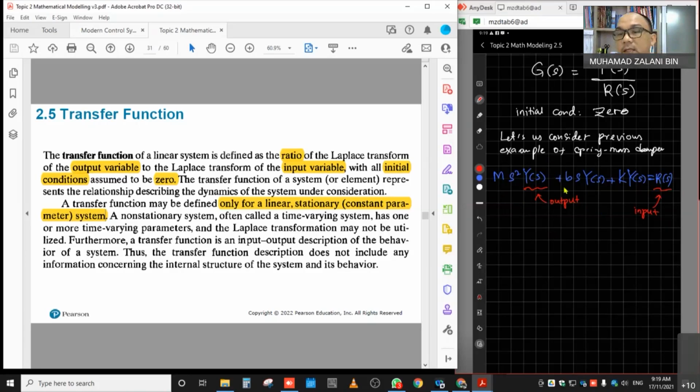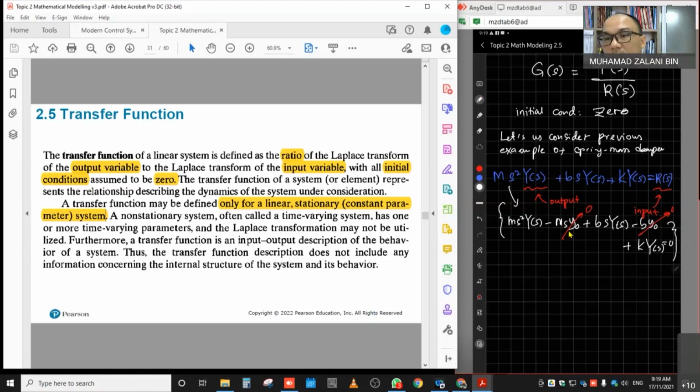So this is the equation with initial condition. Actually, for this particular equation, it was ms squared Ys, ms y naught plus bs Ys minus b y naught plus k Ys equals 0. With the initial condition being 0, which is y naught is 0 for this case, it becomes the equation which is the above one.